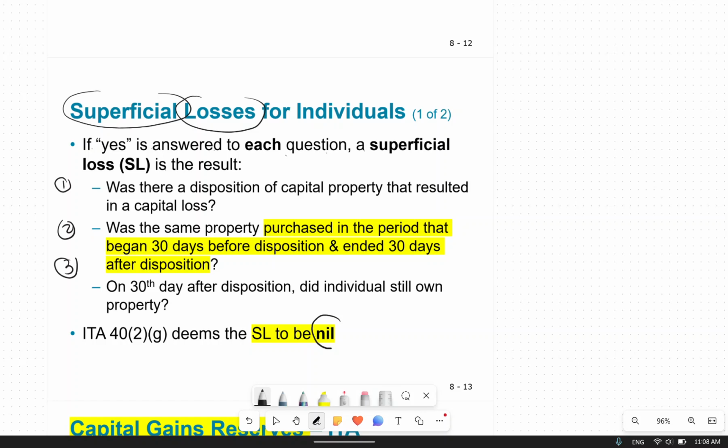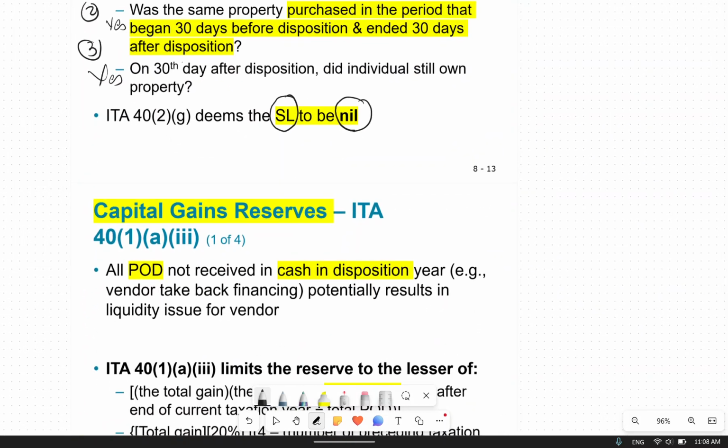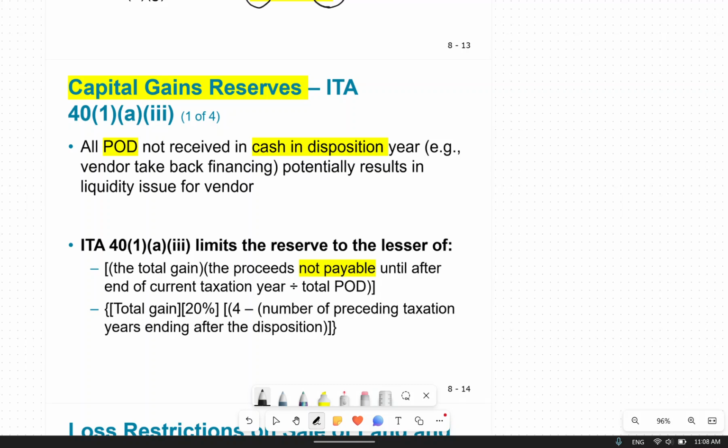On the 30th day after the disposition, does the individual still own that property? If you still own the property after the 30 days, and your answer is yes to each of these questions, then we call it a superficial loss. It means you are creating this loss. There is no loss. You are not allowed to claim this loss, and your loss will be nil.